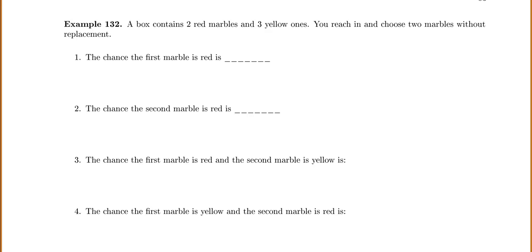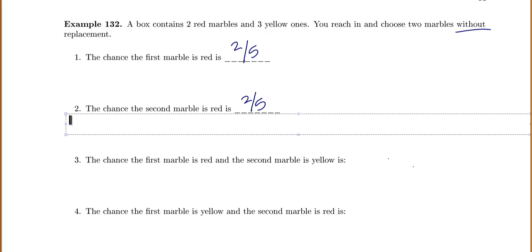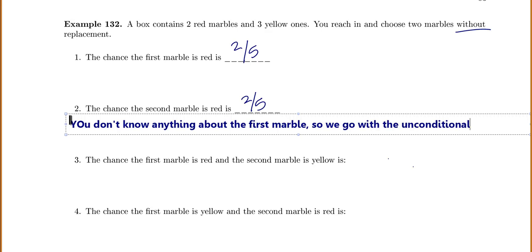Now example 132: a box contains 2 red marbles and 3 yellow ones. You want to reach in and choose 2 marbles without replacement. So first, the chance that the first marble is red would be 2 out of 5. And the chance that the second marble is red is, again, 2 out of 5. Remember, we did the proof for that at the end of chapter 14. The reason why is you don't know anything about the first marble, so we go with the unconditional probability, or kind of our original probability.